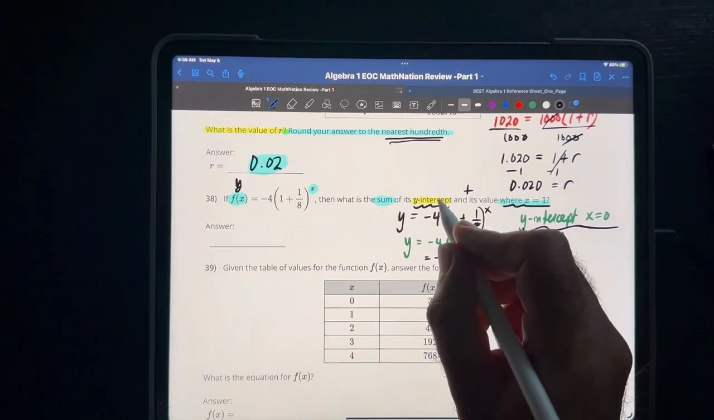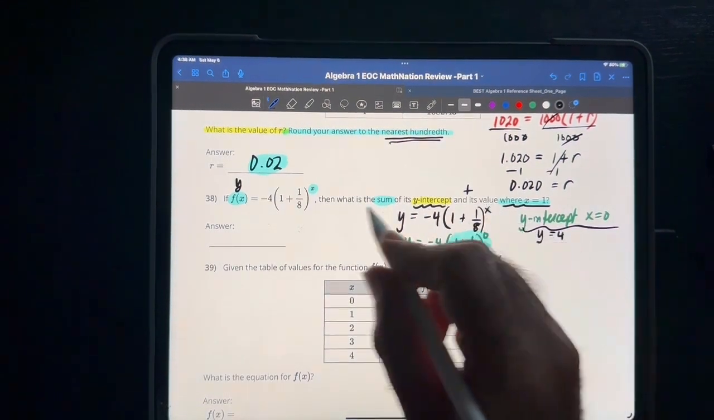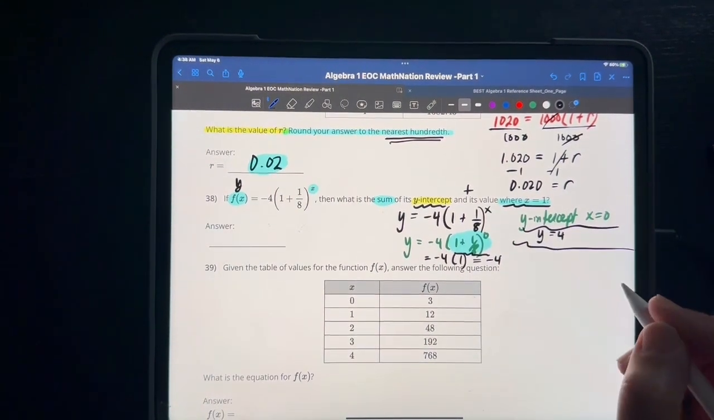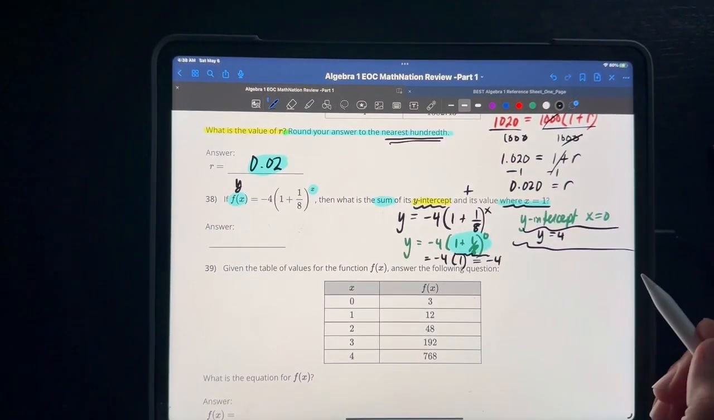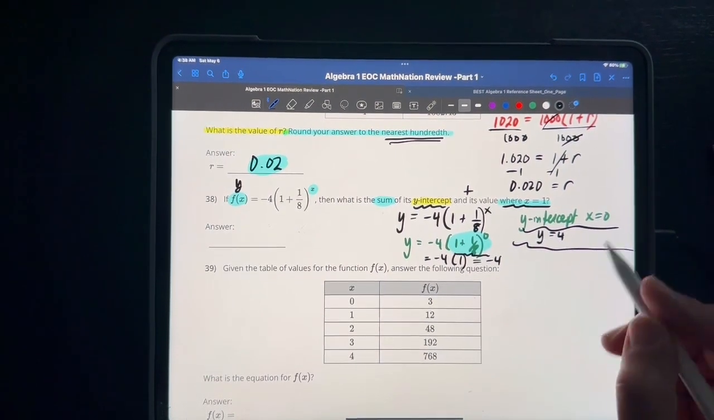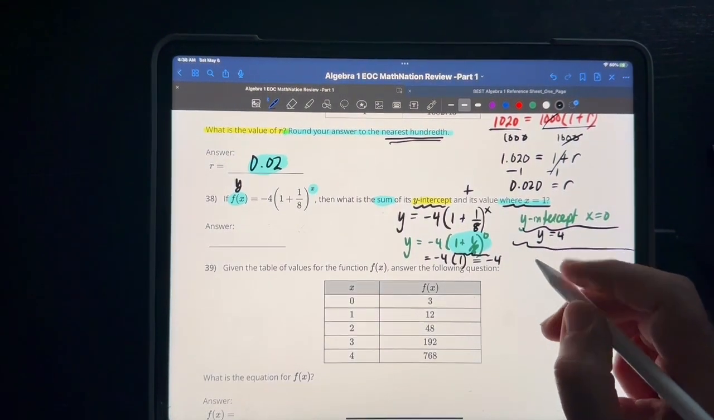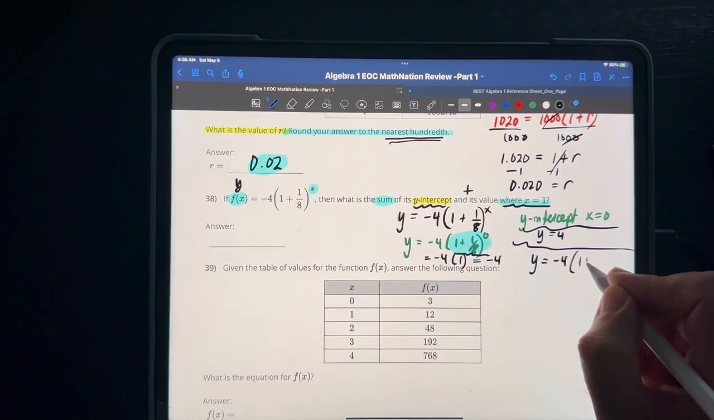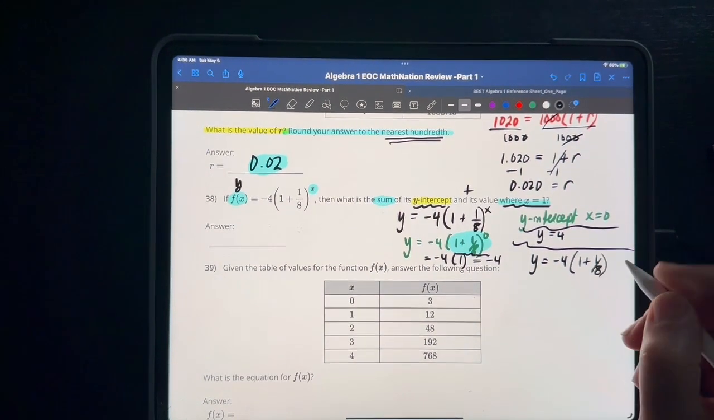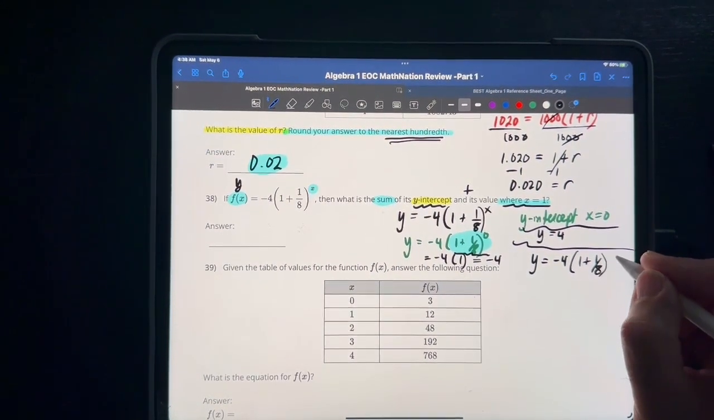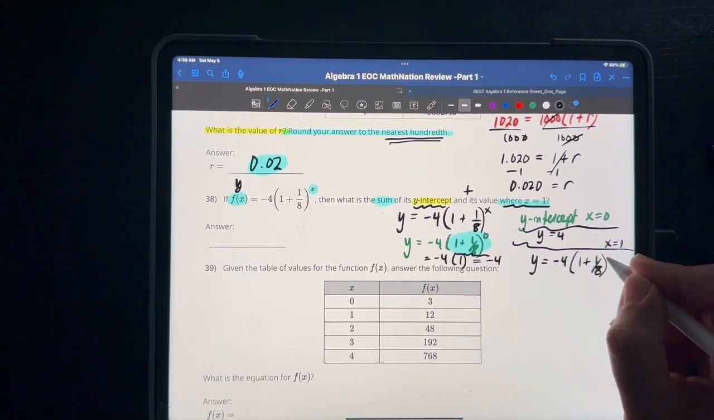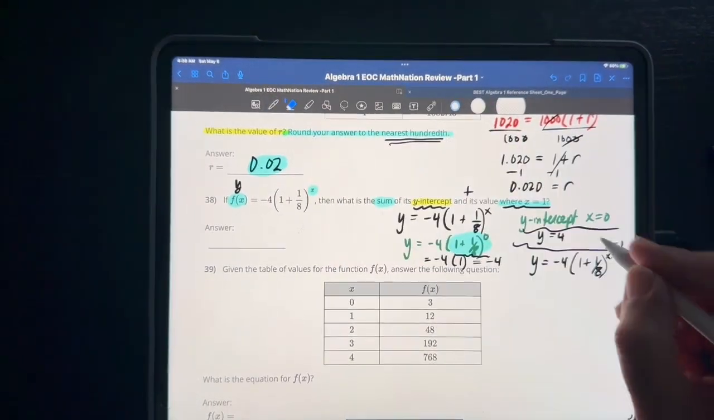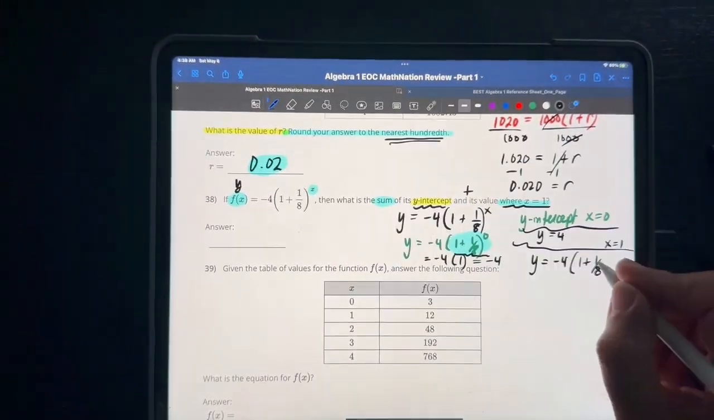Okay, so we got that part, and now we have to find the value of this when x is 1. So that's more work here now. Where should I put this? Well, let me just put it underneath here. So I'm going to put y equals -4, 1 plus 1/8. So when x is 1, I have to replace this x with 1. All right, so I'm going to put 1 right here.